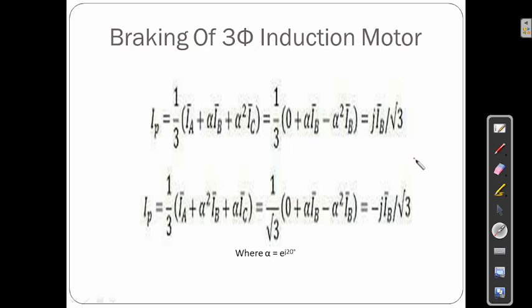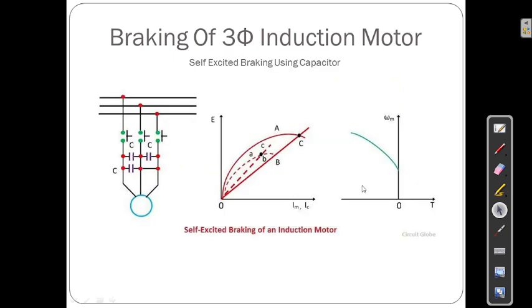Then I_N equal to 1 by 3 (I_A bar plus alpha squared I_B bar plus alpha I_C bar), equal to 1 by root 3 (alpha squared I bar B minus alpha I bar B), which is equal to minus j I bar B divided by root 3, where alpha is equal to e to the power of j 120 degrees. This is the equation. Now we will see the diagram for this self-exciting braking capacitor.